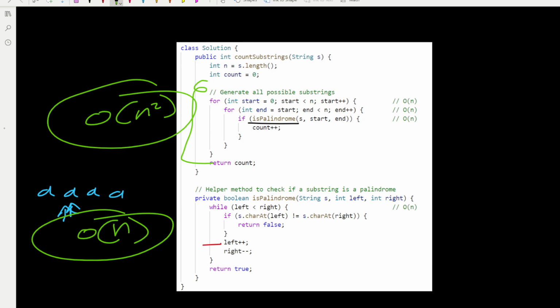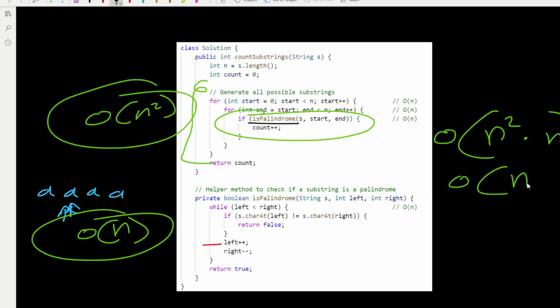But what are we doing? We are saying we want to generate all substrings, but for each one, we are checking if it's a palindrome. So the time complexity is O of n squared times n, which is O of n cubed. So the brute force solution gives you big O of n cubed. So now let's see how we can optimize this.